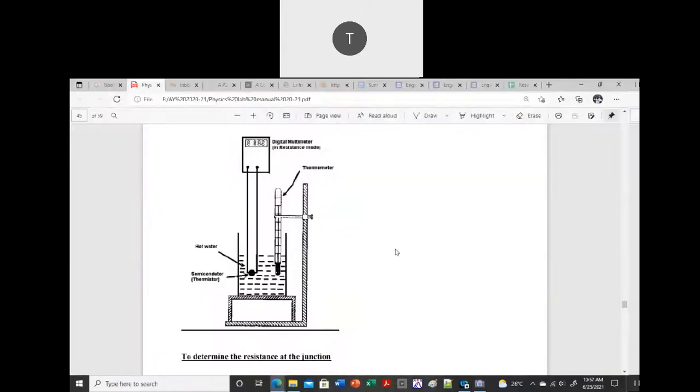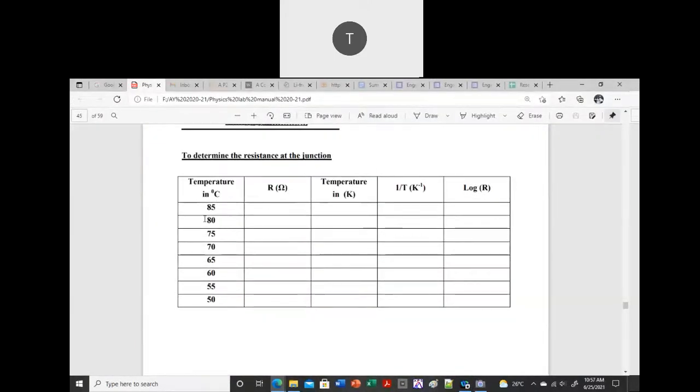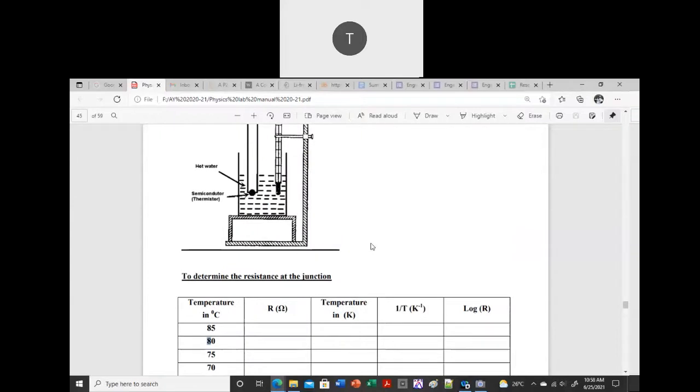You are going to take readings at different temperatures. At 85 you note down the resistance, at 80 you note down the resistance, at 75 you note down the resistance. Every 5 degrees you are going to note down the resistance. So that is your experiment. With the temperature it is going to change, and then you have to do some calculations, which I will explain now.